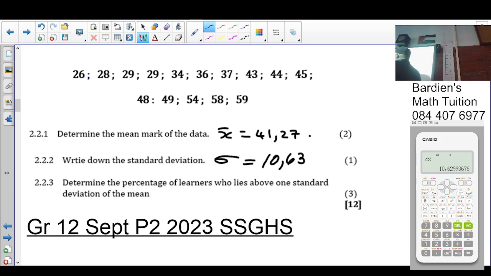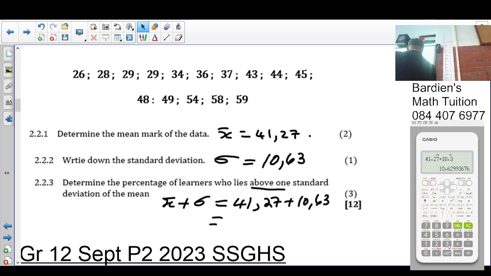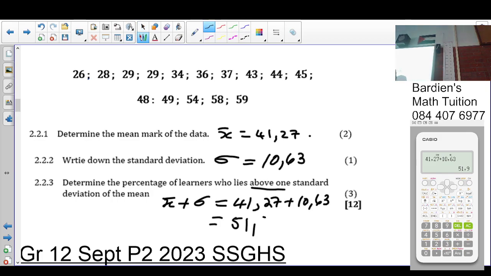Okay. So the next question says determine the percentage of learners who lie above 1 standard deviation. So it's above the 1 standard deviation mark. So we say your mean plus your standard deviation. If it says below 1 standard deviation, then I would have said your mean minus the standard deviation. So in other words, it's going to be 41.27 plus 10.63, which gives you 51.9. So any value above 51.9 is going to be considered.